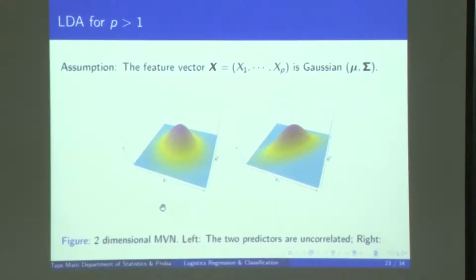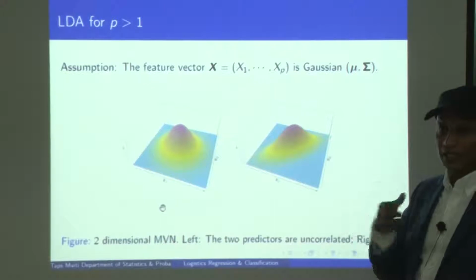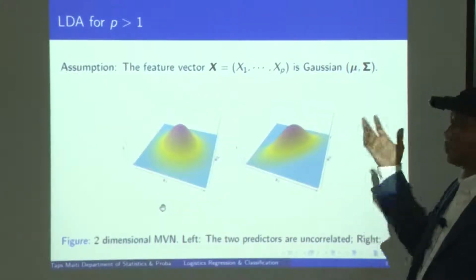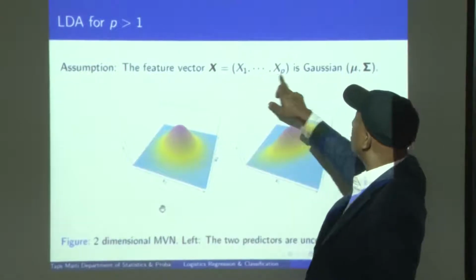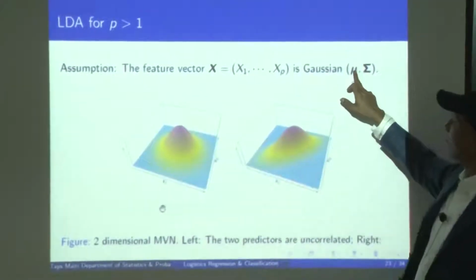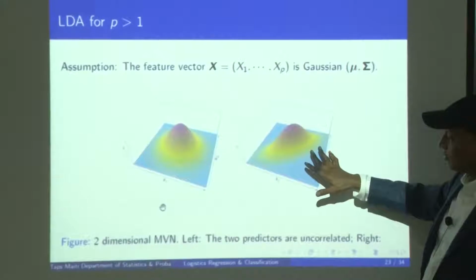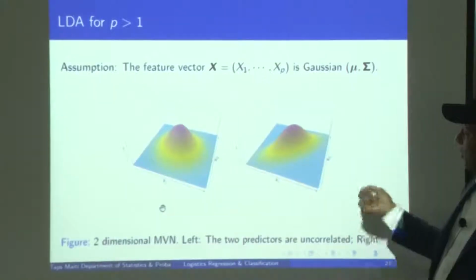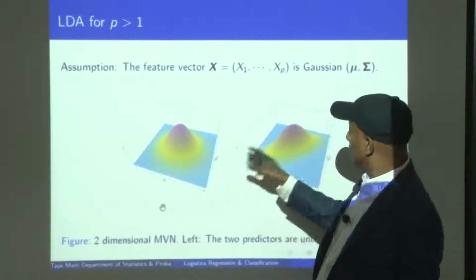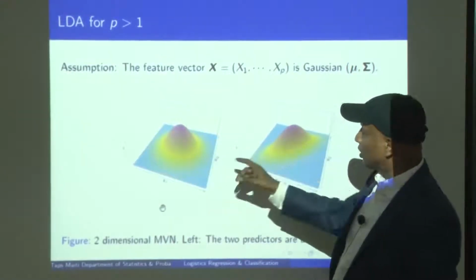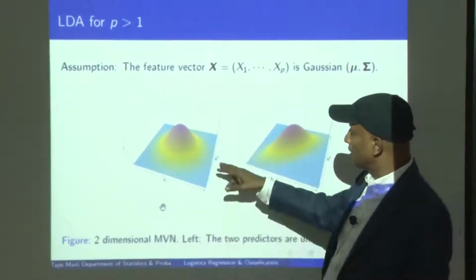Now how about p? Usually you will never have p equal to 1, you will have p bigger than 1, like 2, 3, 4, 5. Then your assumption would go to Gaussian with mean vector mu and covariance sigma. It is just a picture, probably you know what the density would look like. This is the typical picture for a bivariate normal density.